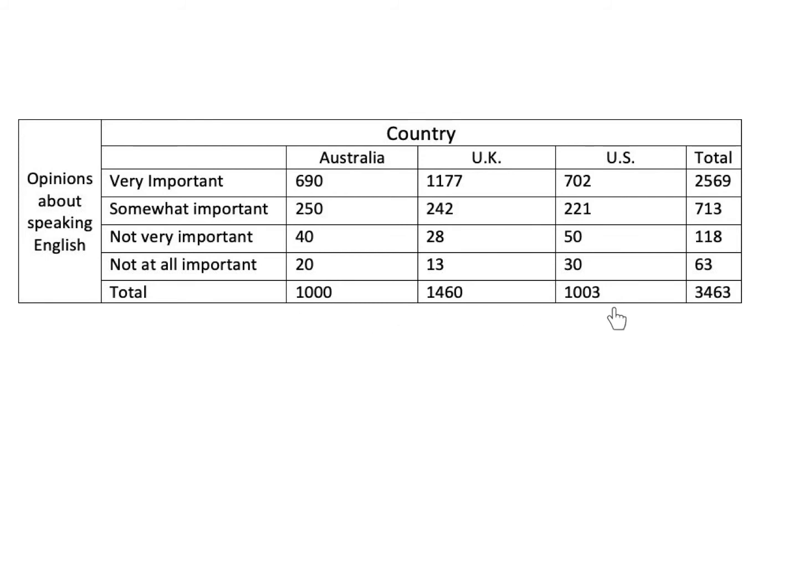If you're not given totals for rows and columns, always begin by filling in those sums. So let's talk this cell here. Australians who think speaking English is very important. We found 690 in our sample. So what would be our expected? Well, there was a total of 1,000 Australians out of a grand total of 3,463 people that were asked, which is approximately 28.87%, and I've done a little bit of rounding.